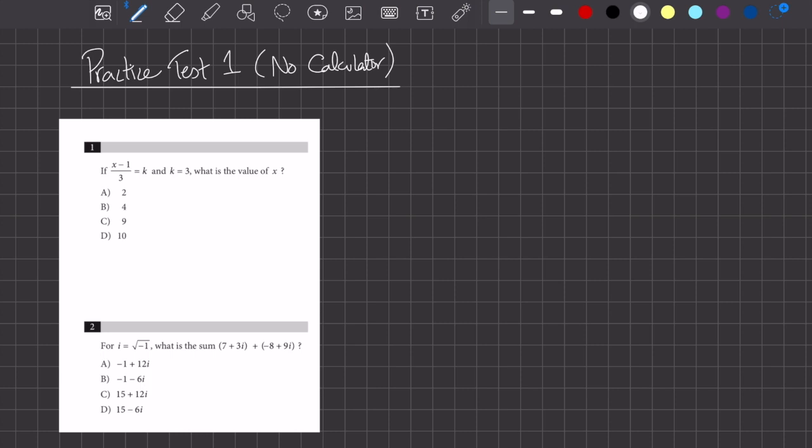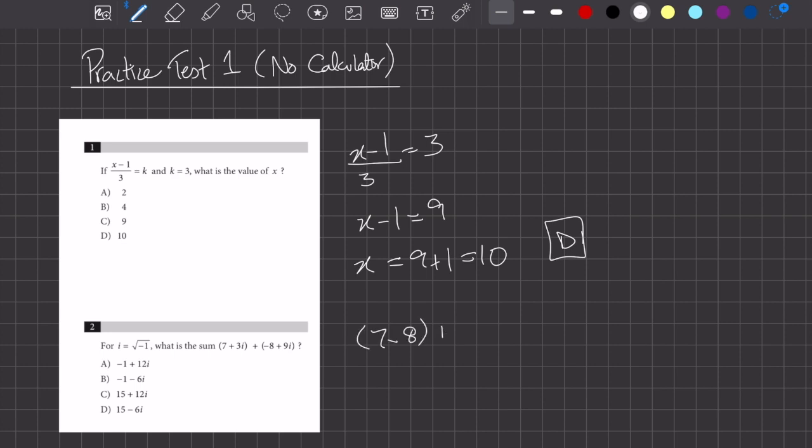First question, we are given k equals 3 and we plug that in. Then we cross-multiply with the other side and take one from the left to the right side where it adds and gives us the answer 10, or option D. For the second question, we simply combine the real terms together and combine the imaginary terms together and simplify, which gives us negative 1 plus 12i, or option A, as the answer.